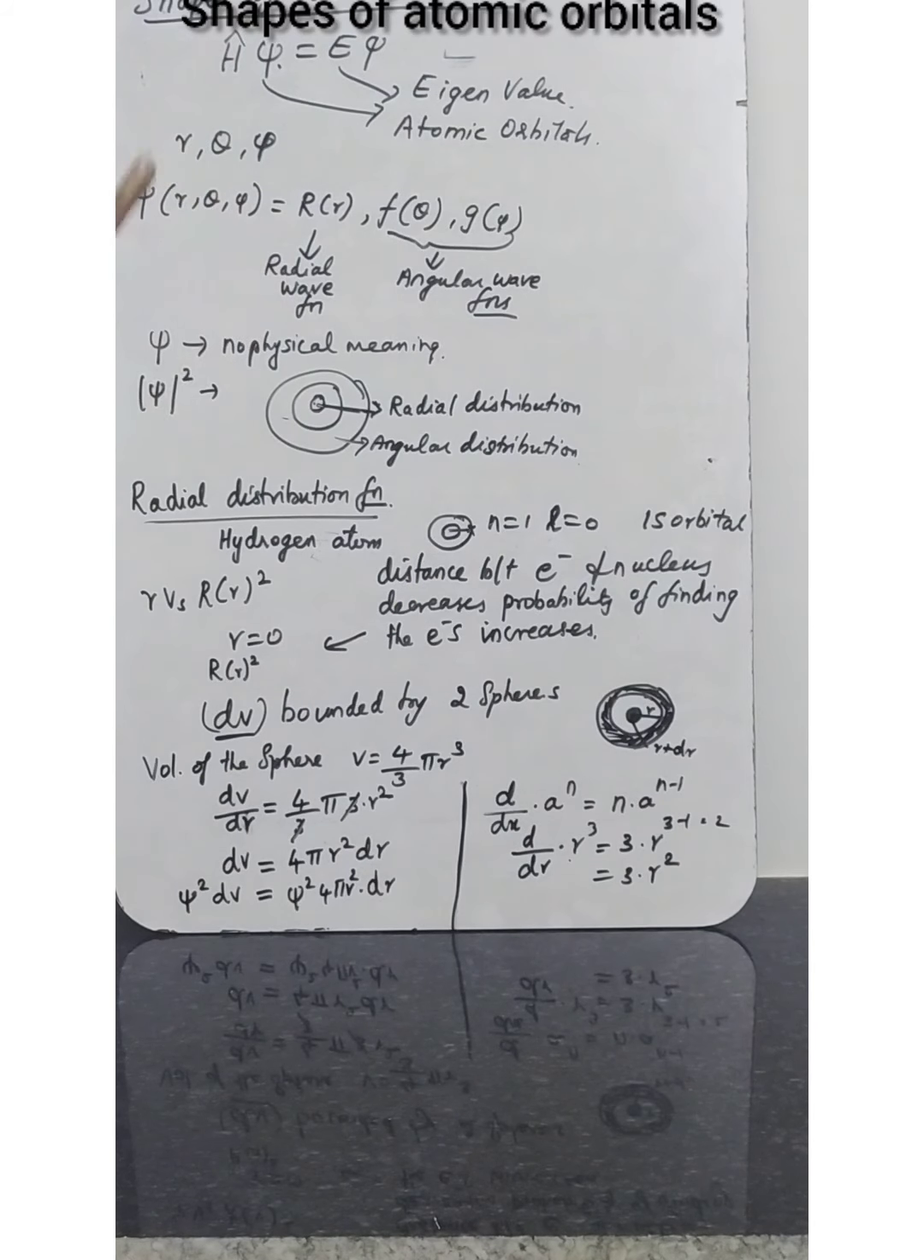So the plot of R squared versus R, okay, they are given in the book. If you take the plot of R squared versus R, the graph shows that as the distance between the electron and the nucleus decreases, automatically the probability of finding the electron increases. See here, this is a one electron hydrogen atom. This is the first shell. Here only the electron is placed.